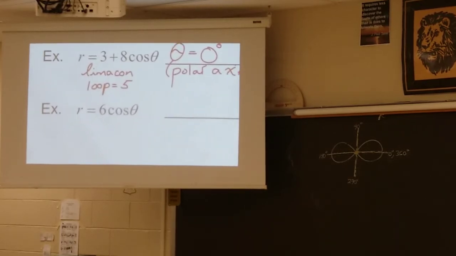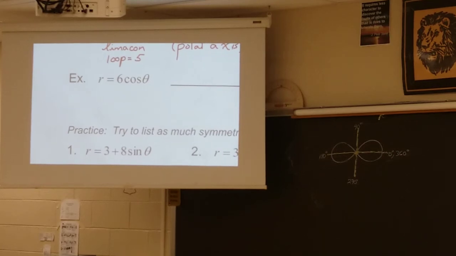Let's look at the next one here, 6 cosine of theta. Yes, you're going to type it in, but just as one extra piece of discussion, do you know what shape that's going to be? Off the chart, that is going to be a circle. That's a circle because it has that coefficient, which represents the diameter. Again, the diameter is always that coefficient.